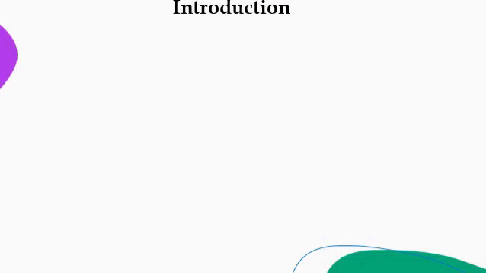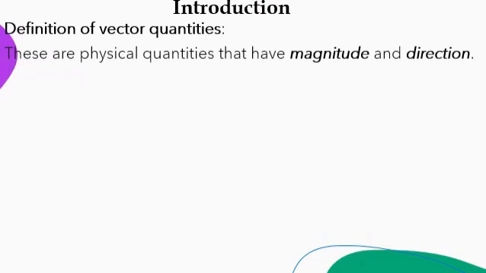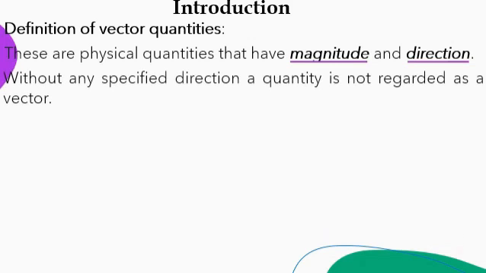What are vector quantities? These are physical quantities that have magnitude and direction. Very importantly, anytime you are defining a vector, you should mention magnitude and direction. If these two terms do not appear in your definition of a vector quantity, your definition will be counted as inaccurate. So without any specified direction, a quantity may not be regarded as a vector.